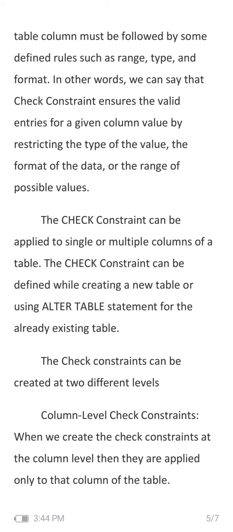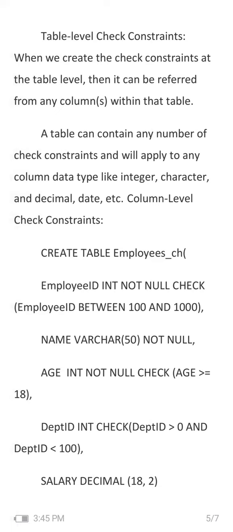Okay, next is check constraint. This is one of the interesting constraints which I feel. So a check constraint can be applied on a single or multiple columns of a table. The check constraint can be defined while creating a new table or altering a table. So let's see the column level constraint. As we know, there are two levels to define the constraint. One is table level and one is column level. Let's see the column level first.